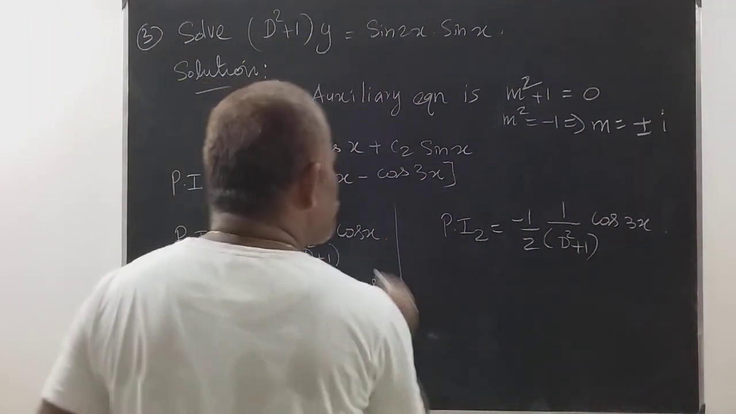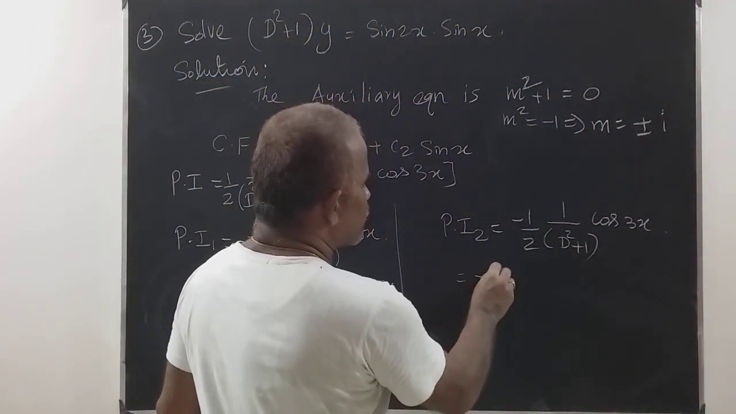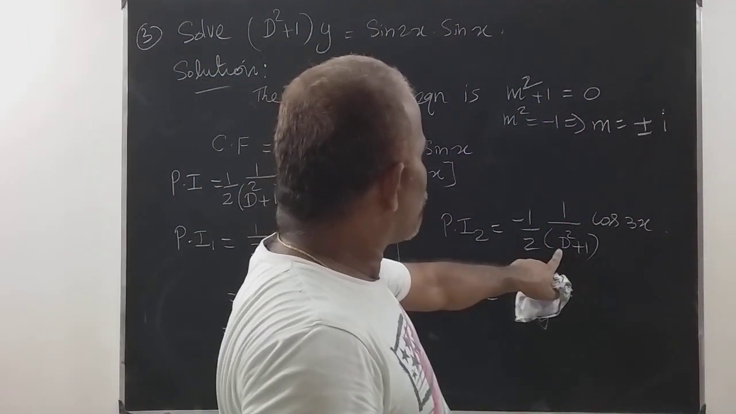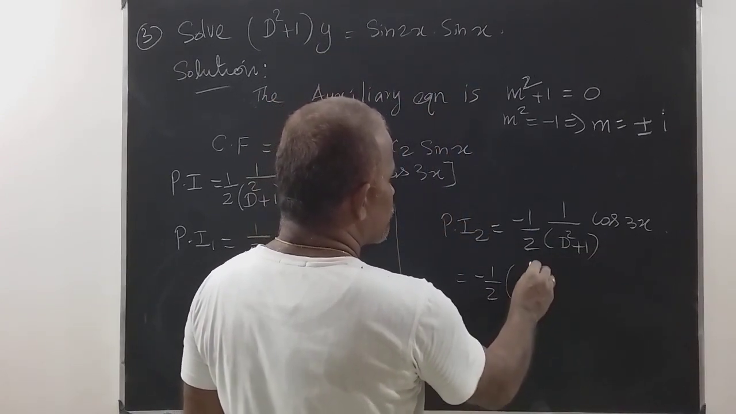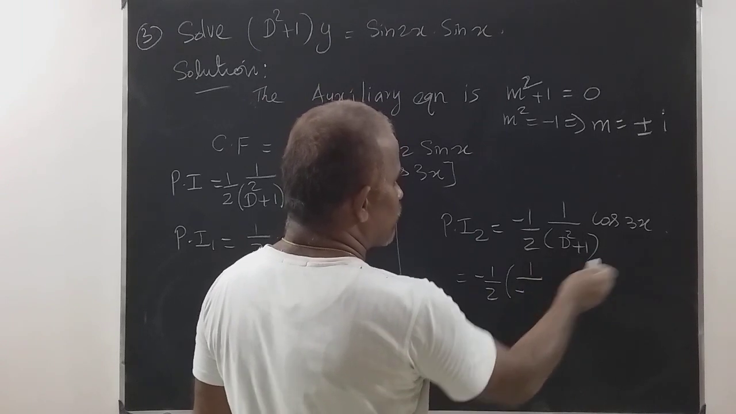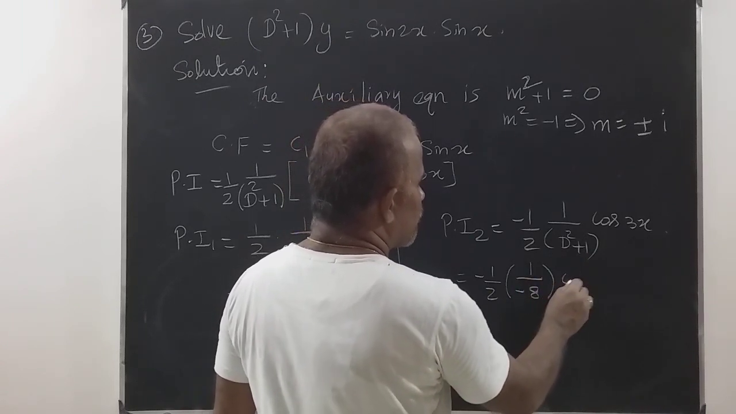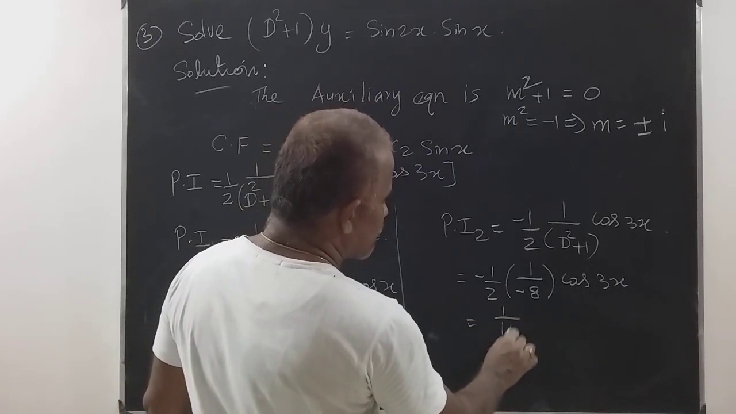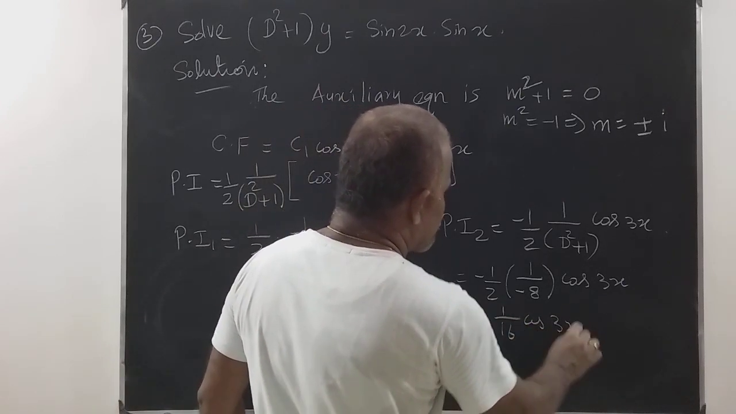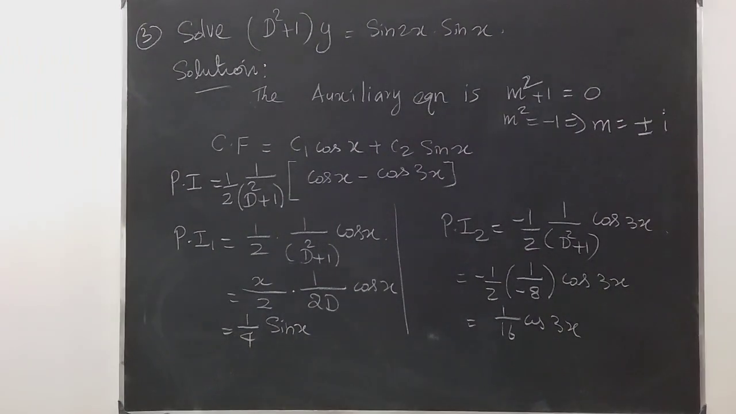Similarly particular integral 2 is equal to minus 1 by 2. D squared is replaced by minus 9. So therefore this is equal to 1 by minus 9 plus 1, which is minus 8, cos 3x. So therefore plus 1 by 16 cos 3x.